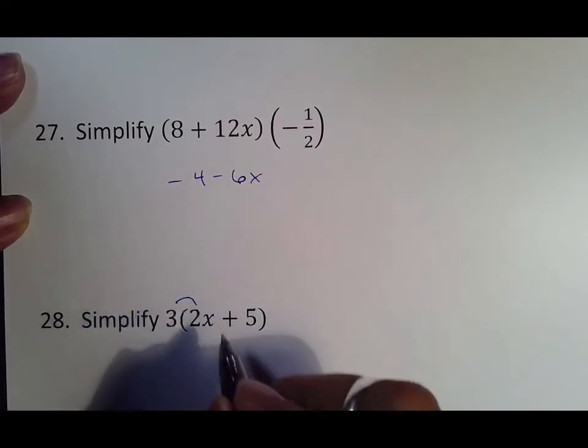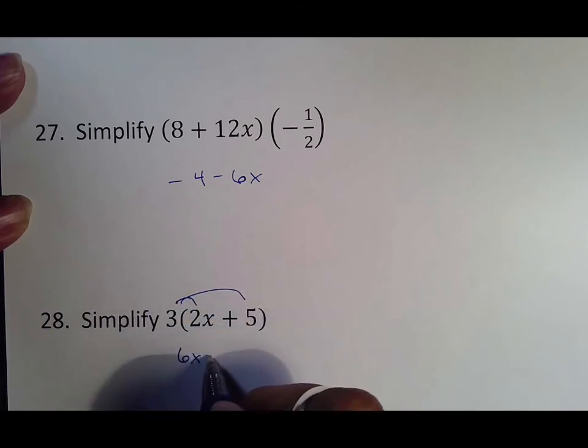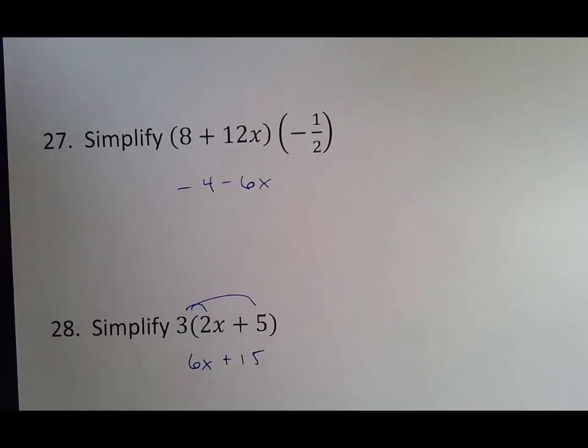28, just basic distributive property. 3 times 2 is 6. Attach your x. 3 times 5 is 15. Copy the sign with it because, again, there's no negatives to throw anything off, and that's all you're going to end up doing.